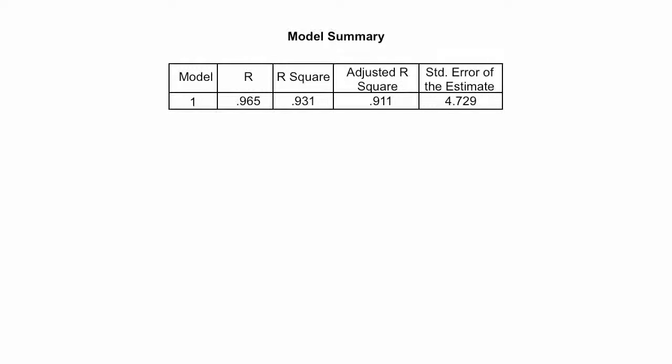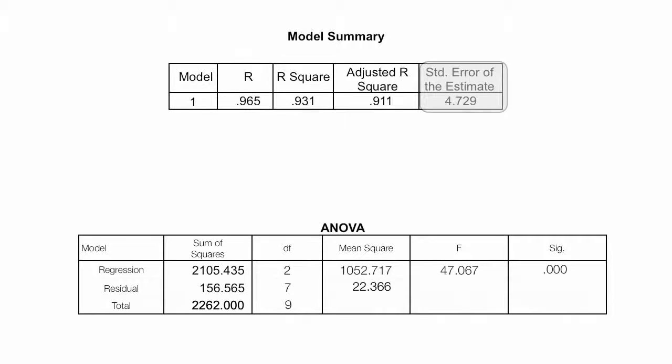Now the standard error of the estimate, right there. I'll go back to my ANOVA table, and I take the mean square of the residuals, take the square root of that, and that is equal to 4.729. This is based upon the residual errors divided by the degrees of freedom. In this case, it's 7. And this is equal to 22.366, if you recall. That's where that number comes from. And I'm just taking the square root of that as well.